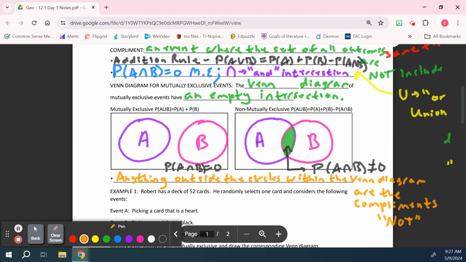So when we talk about the complement of A, we're talking about anything that is not A. If we're talking about the complement of A intersect B, we're talking about everything that is not this small part. Okay? So that usually happens outside the circle, and we usually label that with a C.